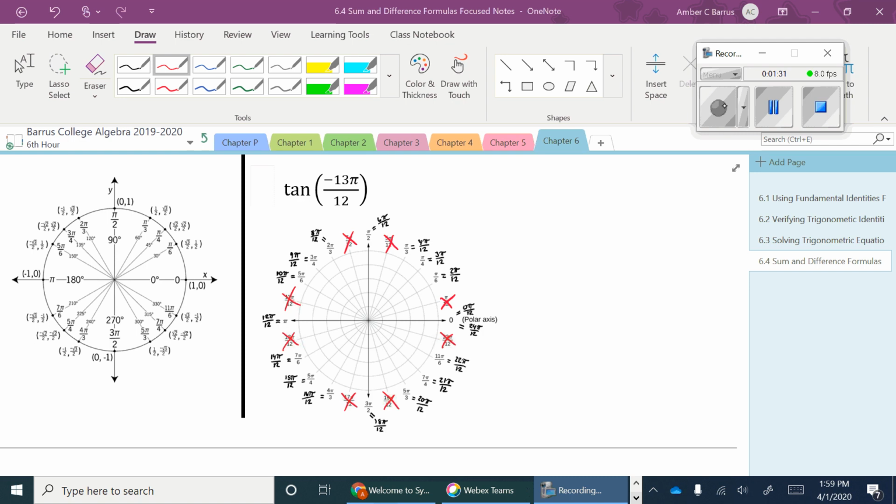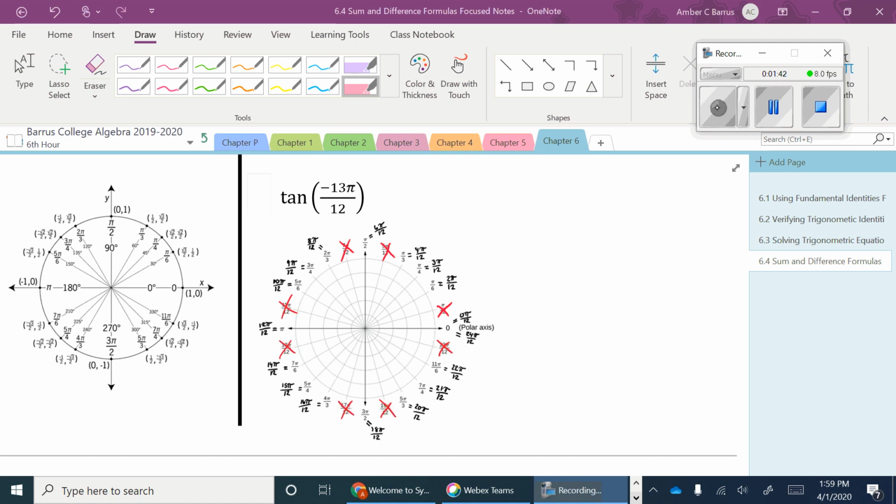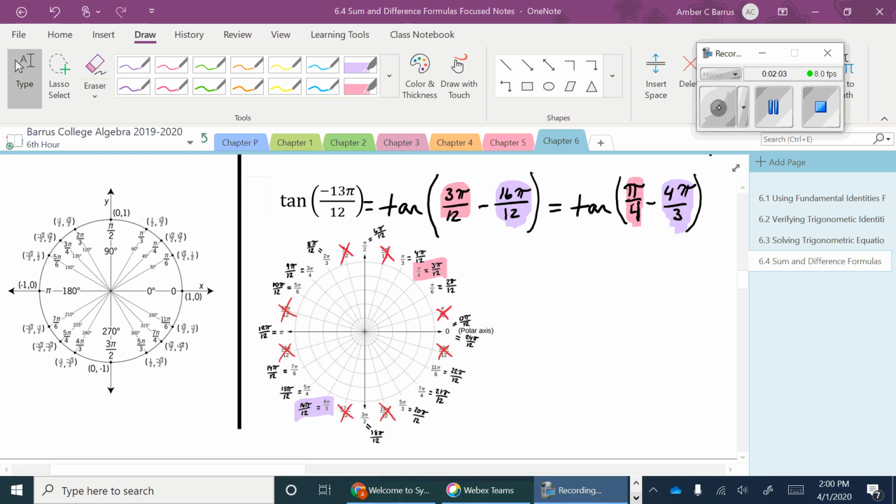As we look at the unit circle, we want to ask ourselves, what two numbers could I subtract to get a negative 13 pi over 12? And I can see that I could take 3 pi over 12, which is the same as pi over 4, and I could subtract 16 pi over 12, which is the same as 4 pi over 3 from that. And that would give me a negative 13 pi over 12. So let's write that down. So we now have the tangent of pi over 4 minus 4 pi over 3.